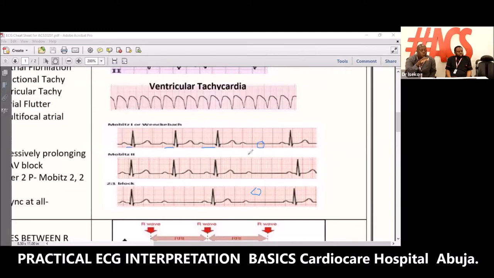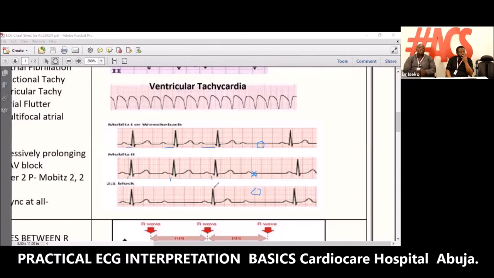Then for the Mobitz 2, what you have is the PR interval that is constant. Like the type 1 I said, the PR interval continues to get longer, more delay till there is a drop. But in this one, the PR interval is the same. And suddenly you just see that P wave and there's no QRS. That's the one in the middle. So you see the PR interval is the same until you see a P wave, no QRS, then P wave, QRS. That's type 2.